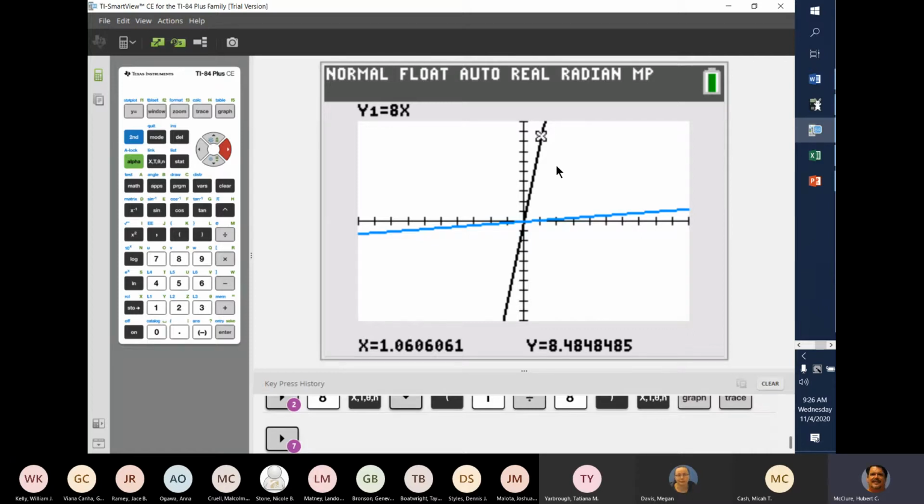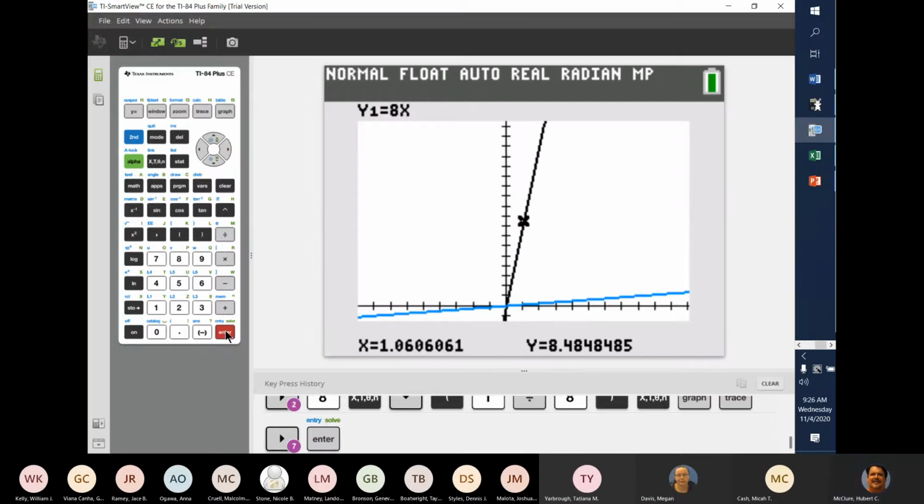Okay, and that's the number close to 1. X is equal to 1.06. Now I'm going to turn it around and I'm going to hit enter. Oh, well, let me go hit trace again. Trace. Well, it should go to the next.